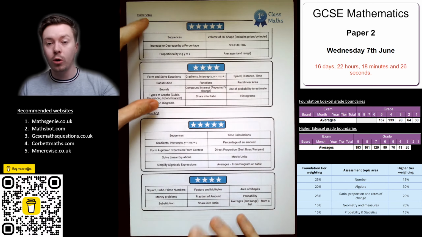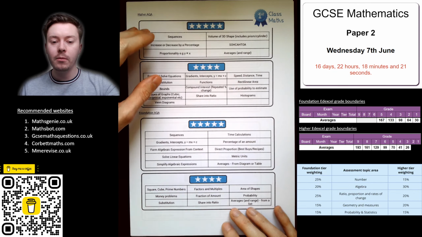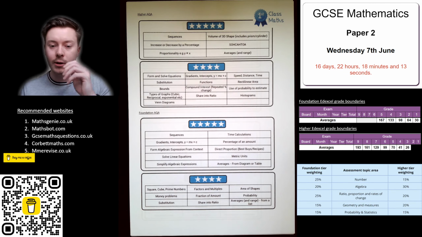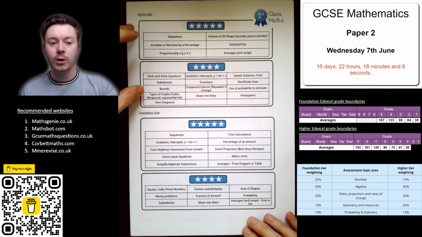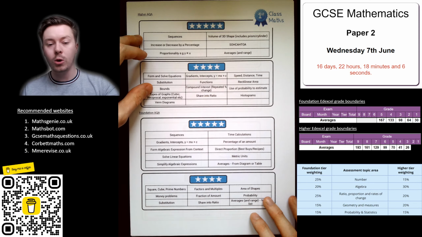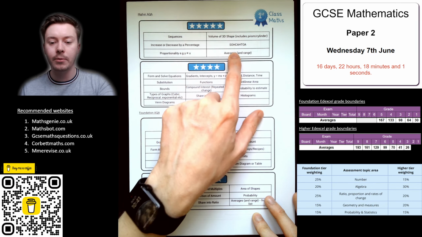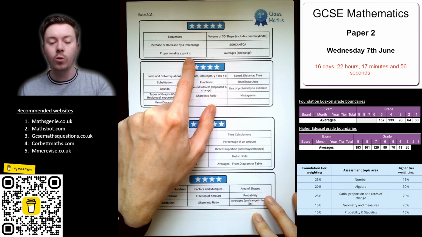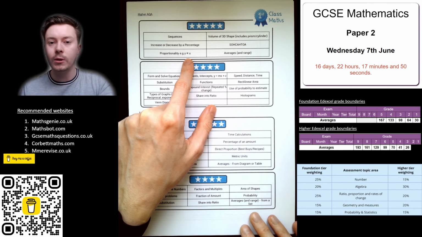Now they have a lot more in terms of predictions than this. There's a whole page. Basically 5 stars means that's the most likely, 4 stars less likely, going down to 1 star, which would be least likely. So these are what they believe to be the most likely things to come up on the higher AQA paper. So sequences, volume of a 3D shape, trigonometry, averages and range, proportionality, so y is proportional to x, or you could have inverse proportion, and you could have x squared, square roots and things like that in there.